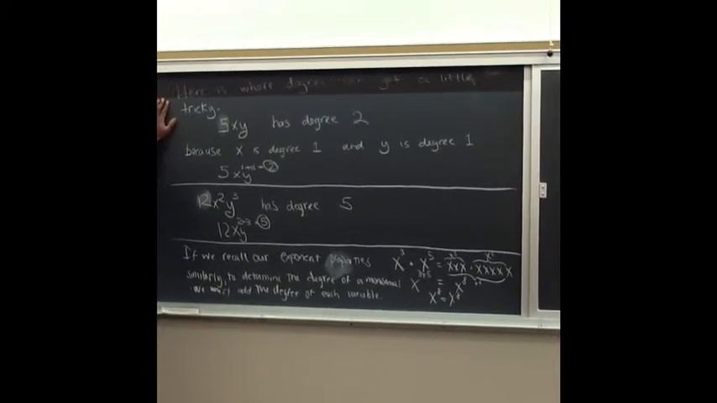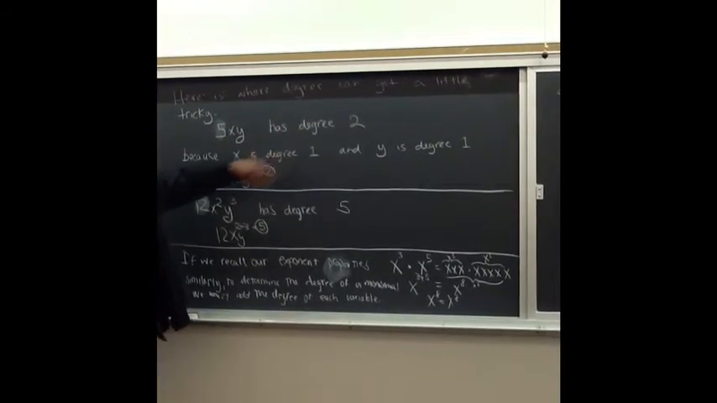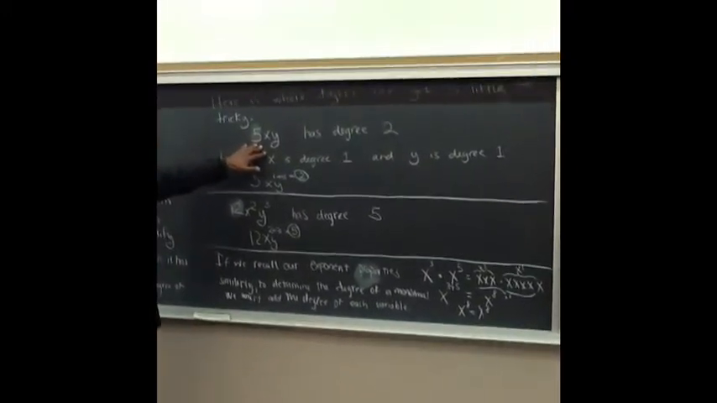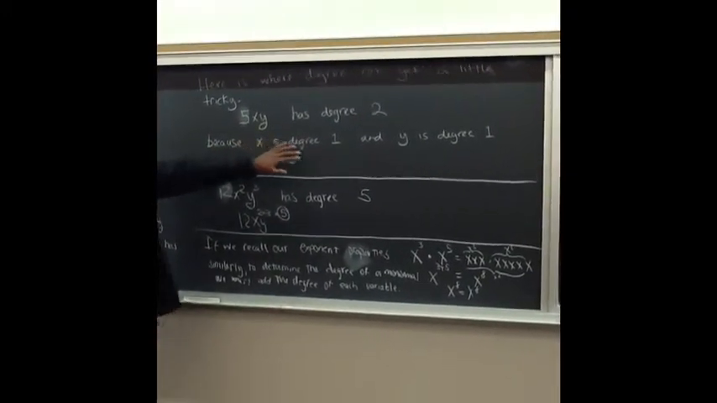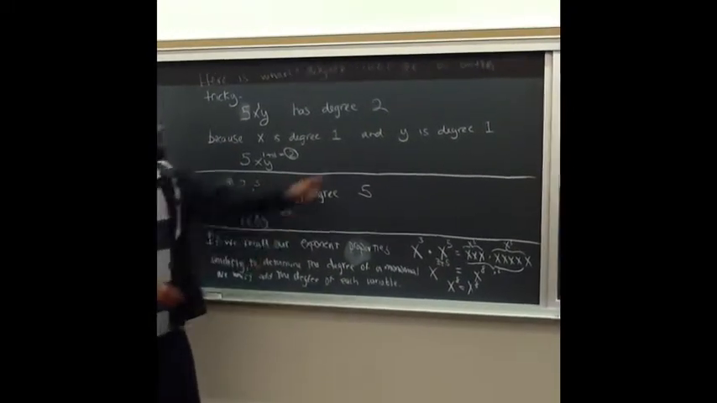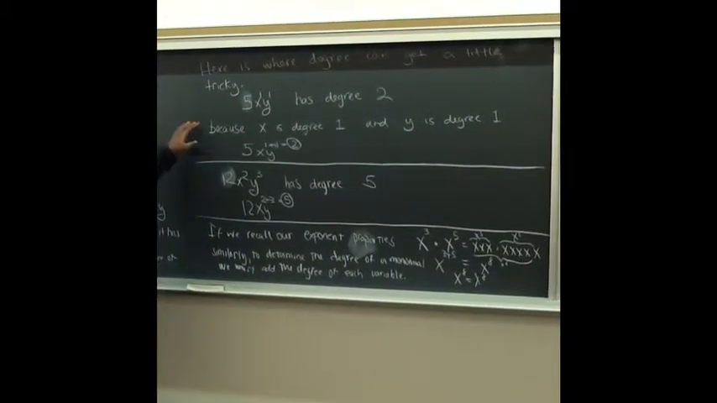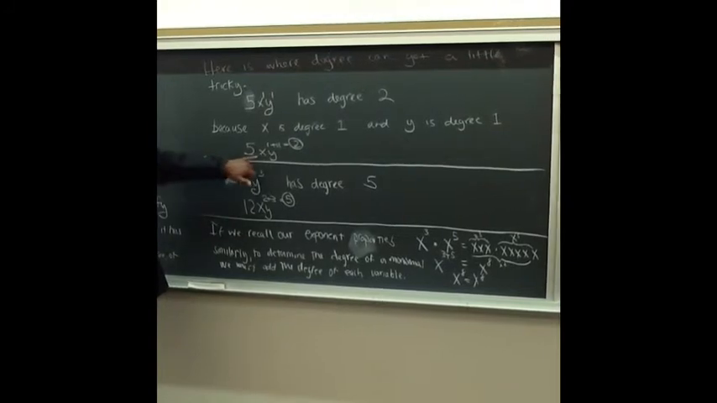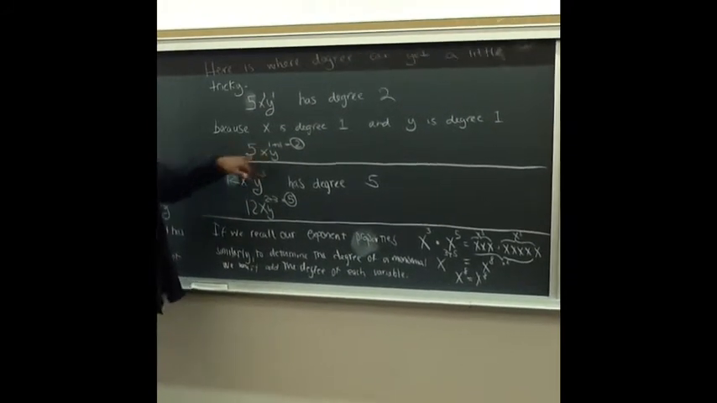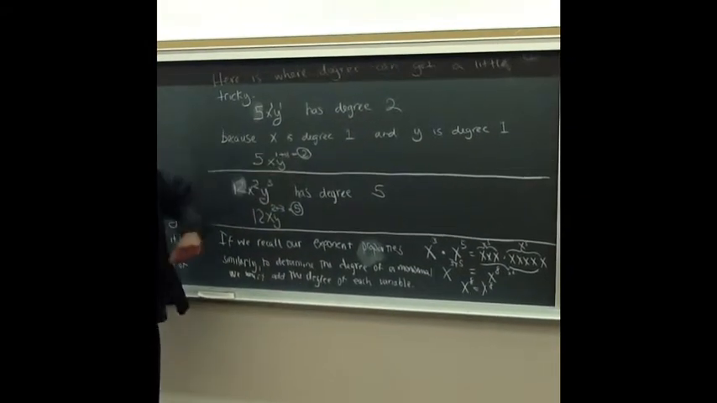Here's where the degree starts to get a little tricky. So 5xy has degree 2. We can ask ourselves, why does 5xy have a degree 2? Well, if x has a degree 1, and I can just write a 1 here, x to the 1 equals x, and y has a degree 1, y to the 1 equals y, then 5xy has an x with degree 1, y with degree 1, and if I add 1 and 1, I'll get 2. So the degree of this is going to be the sum of the powers, and 1 plus 1 is 2.